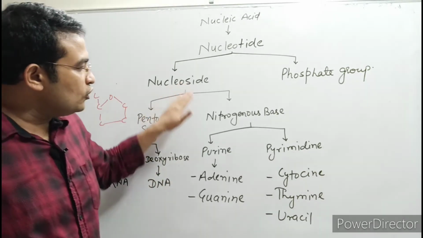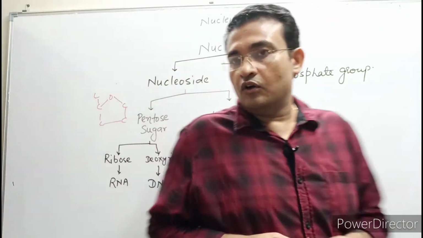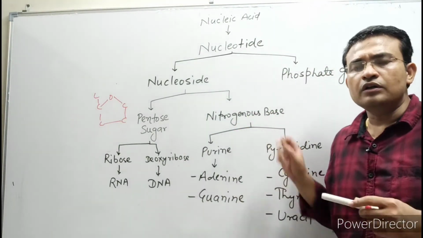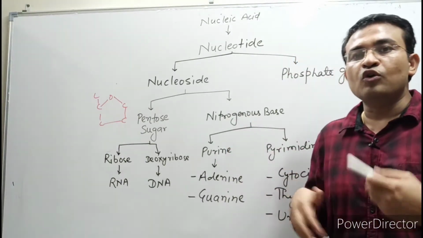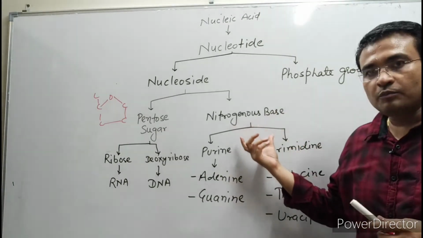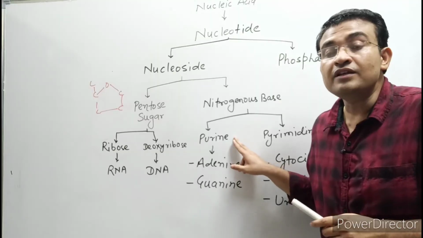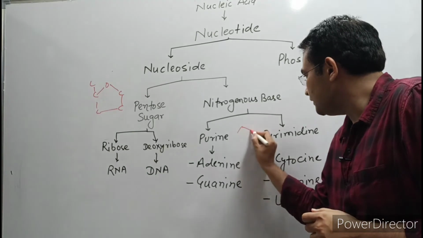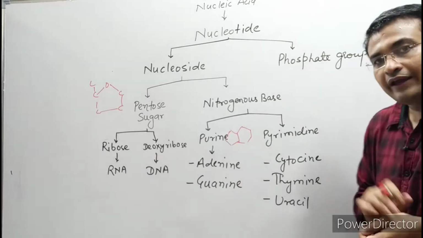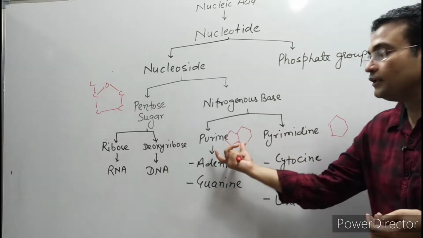And the other part of nucleoside is nitrogenous base. It is a nitrogen containing structure or nitrogen containing compound which is basic in nature, or the pH of these compounds is more than 7, so they are basic in nature. And there are two types of nitrogen base present in the nucleotides. One is purine and second is pyrimidine. The purine is a double ring structure. It means there is a double ring present in purine, and pyrimidine has a single ring. So pyrimidine is smaller than the purine.